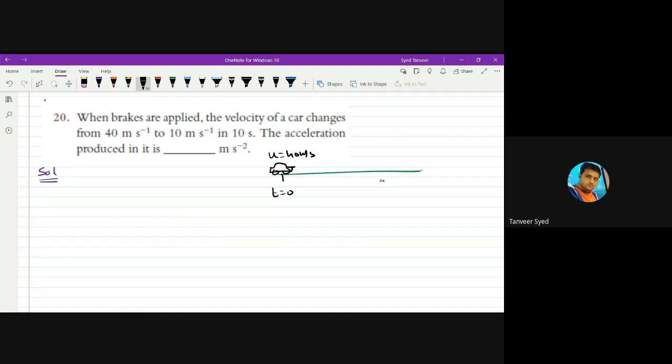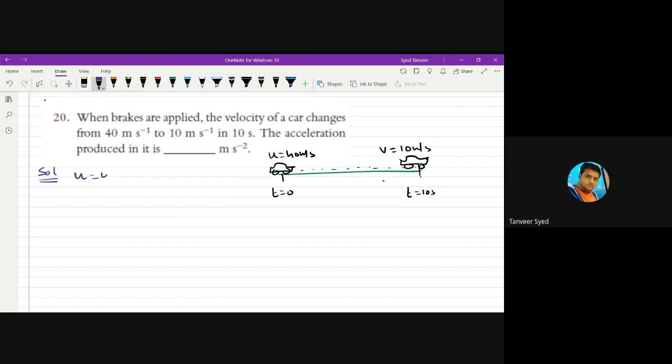So, a car which was moving with initial velocity 40 meter per second at time t equal to 0, brakes are applied which will reduce the velocity of the car, and in a time of 10 seconds, the velocity of the car becomes 10 meter per second. That means this is its final velocity. What is the acceleration produced?